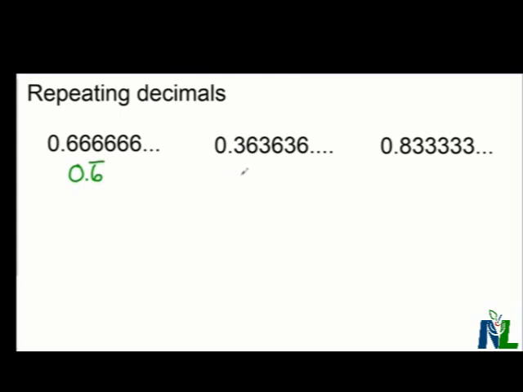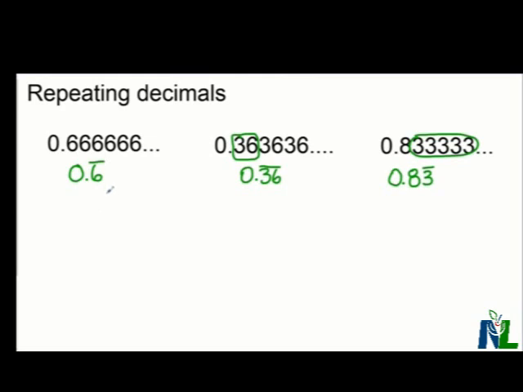This can easily be written as 0.36 with a repeat sign over both the 3 and the 6, since that's the chunk that repeats. And in this number, 0.833333, it's the 3's that are repeating, and there could be many more of those. So we write 0.83 and put our repeat sign just over the 3.